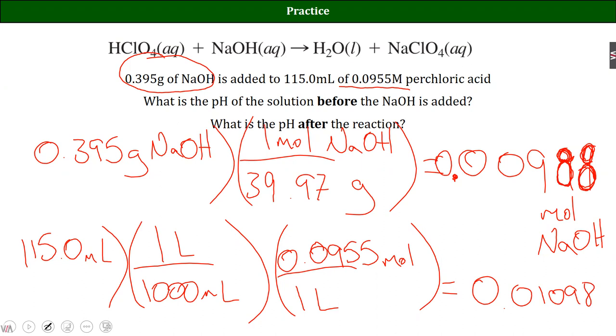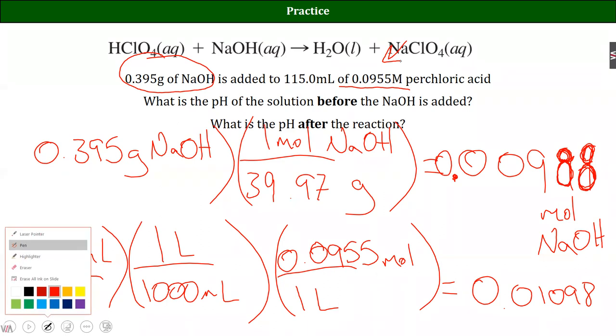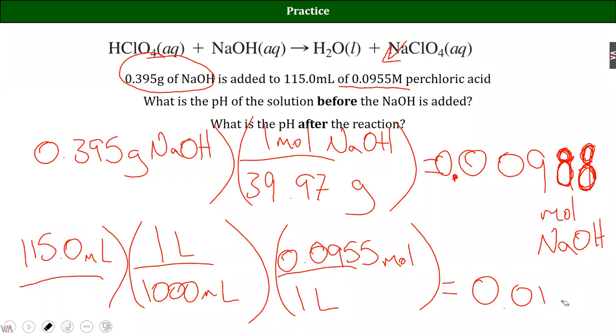And we're only going to keep three sig figs, because we have four sig figs in the volume, but the concentration is also a measured number and that only has three sig figs. So 0.0110. All right.